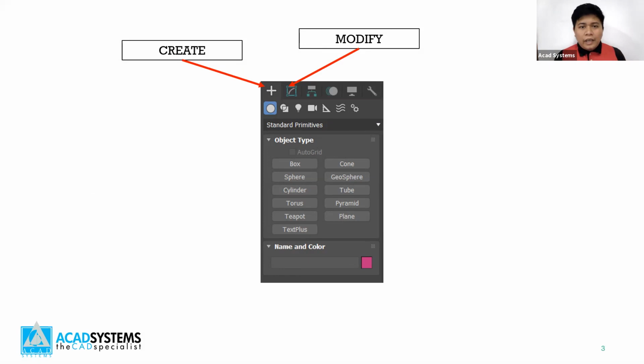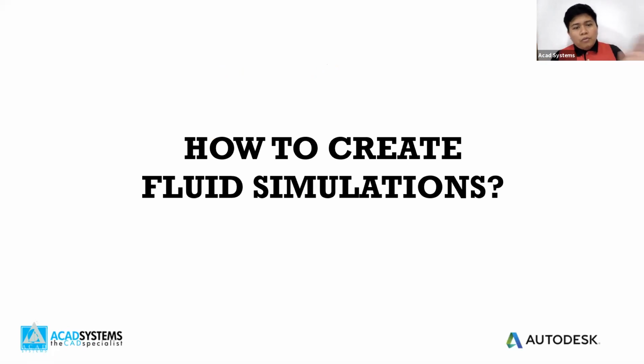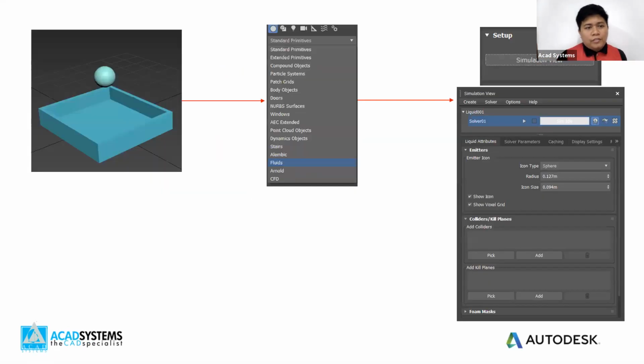We will start with create and then do modifying. To create, you have a few buttons to focus on: you create a geometry, or you want to create a light, camera, or space warp. After you learn, I believe you will understand how to create your modeling and also how to transfer a Revit or Inventor file to your 3ds Max. To create a fluid simulation, these are the steps. First, you need to have the object. Second, you need to create your fluid before you start the simulation. That is the simple idea.